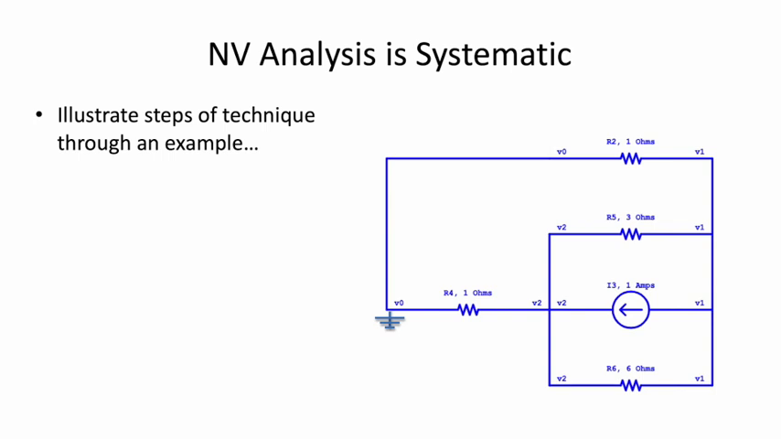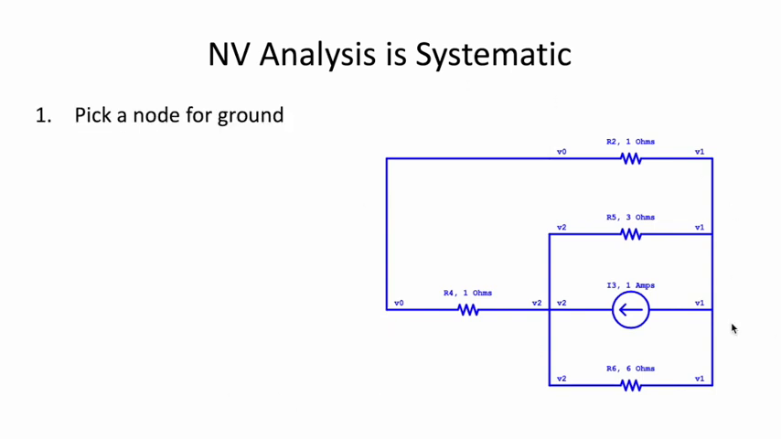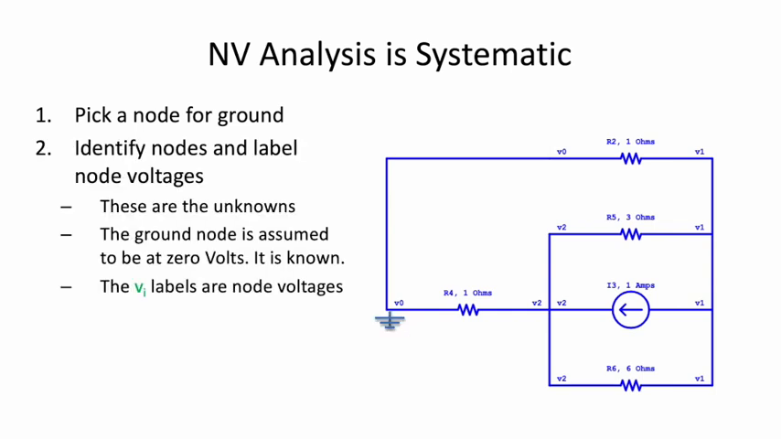I will illustrate the steps of the technique by going through an example with the circuit shown here. So first step, pick a node for ground, as with this choice. Second step, identify nodes and label the node voltages. These are the unknowns. Ground is at 0, we know it, and these labels, V2 all through here, V1 over here, those are the node voltages, all with respect to ground.